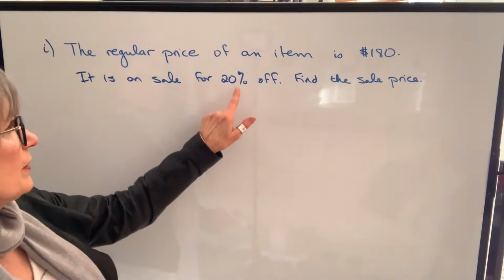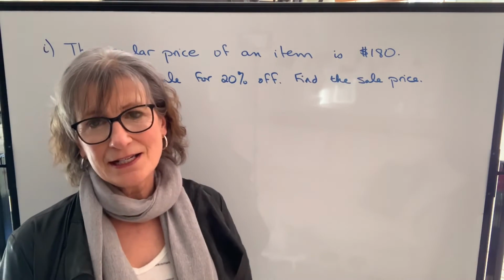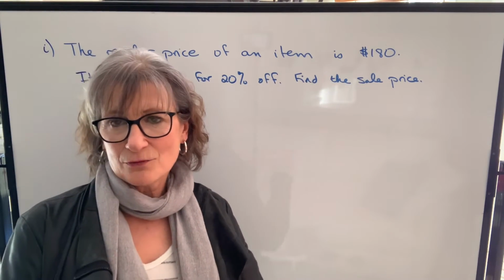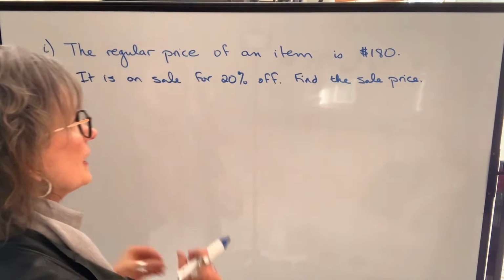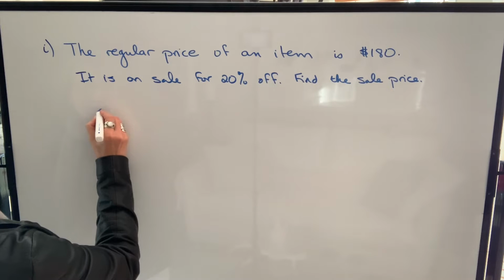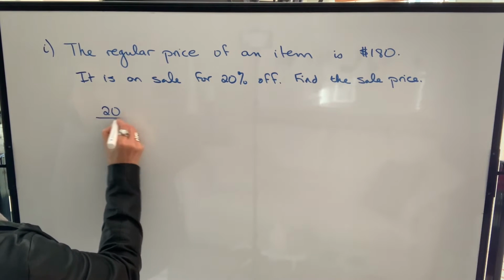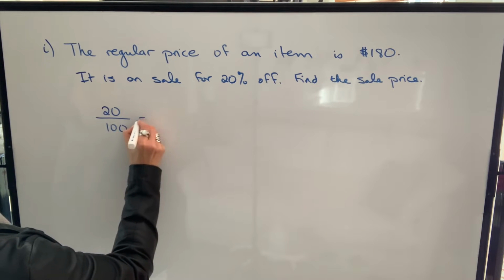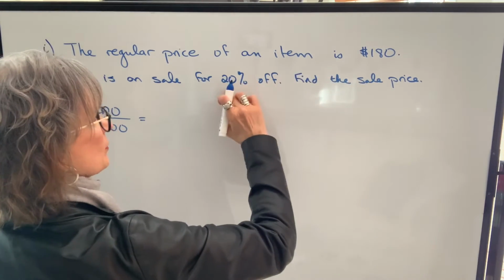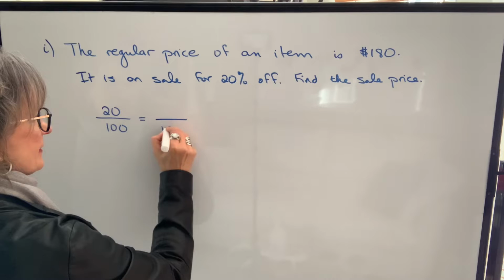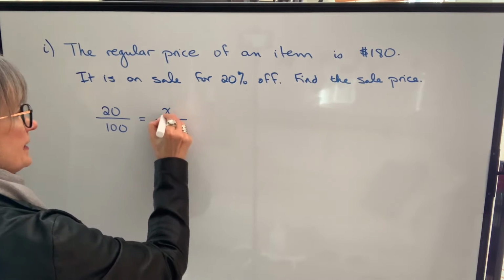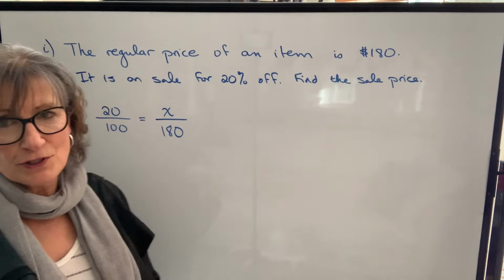We can find 20% of 180, and then we subtract it from 180 to get the sale price. So let's do it that way first. So remember, the percent always goes over 100. And we're finding 20% of 180. So 180 is our base. So what we're finding is the amount that it is reduced.